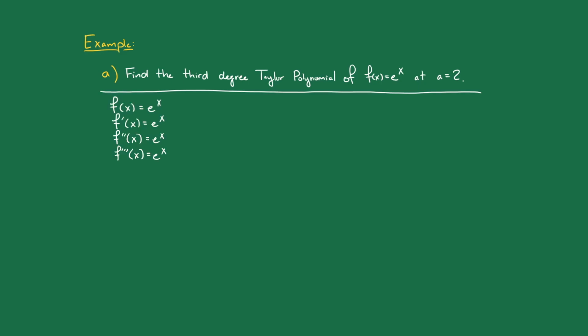Let's get some more practice. First, let's find the third-degree Taylor polynomial of e to the x centered at 2. Just like before, we'll need the first three derivatives of e to the x. Again, this is easy. They're all e to the x. Then we can plug this into the general formula to find that the third-degree Taylor polynomial of e to the x centered at 2 is e squared plus e squared times x minus 2 plus e squared over 2 times x minus 2 squared plus e squared over 6 times x minus 2 cubed.